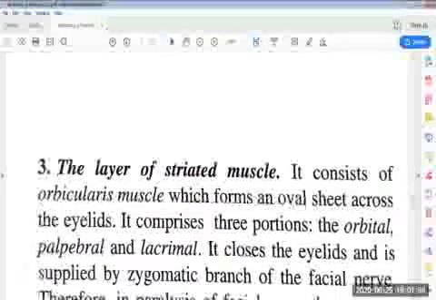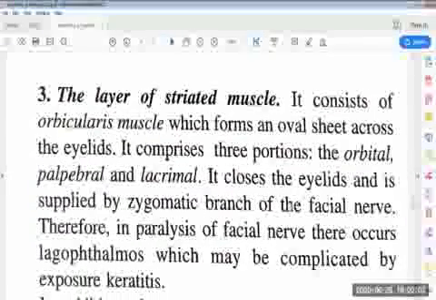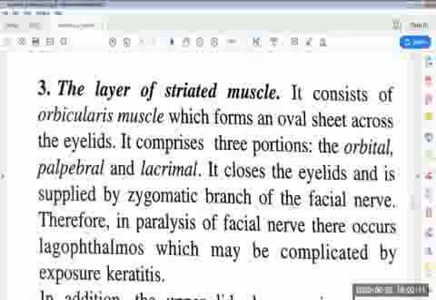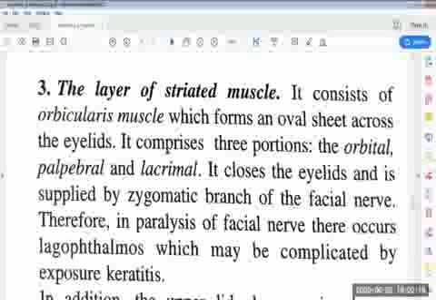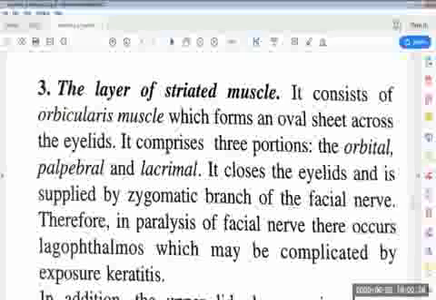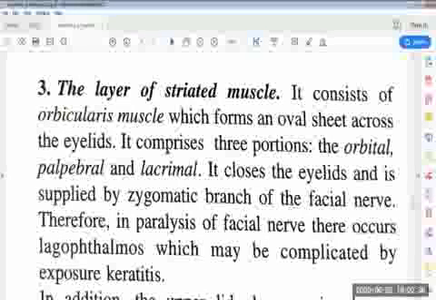Then the third layer in the eyelid is the layer of striated muscle. It consists of the orbicularis muscle which forms an oval sheath across the eyelids. It comprises three portions: the orbital portion, the palpebral portion, and the lacrimal portion. It closes the eyelids and is supplied by the zygomatic branch of the facial nerve. Therefore, in paralysis of the facial nerve, there occurs lagophthalmos, which may be complicated by exposure keratitis.